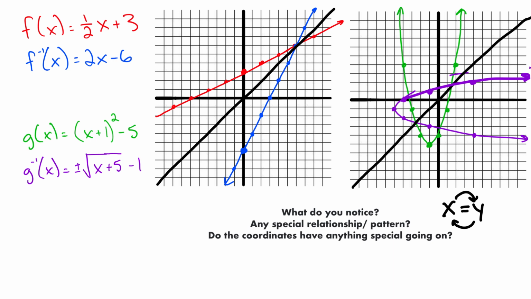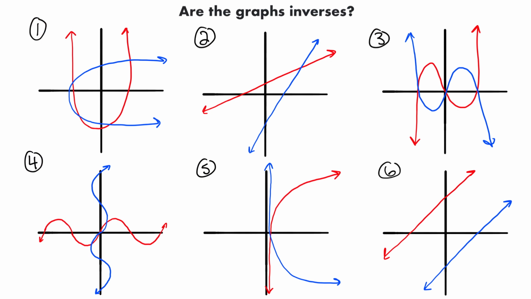And that's actually what we're going to be doing. I'm going to give you a bunch of graphs. You need to, at a glance, look at it and tell me if they're inverses or not. The way that I like to do it is with the line y equals x. So what I do is I draw the line y equals x, and I ask myself, does it look the same on the left and right side of that line?